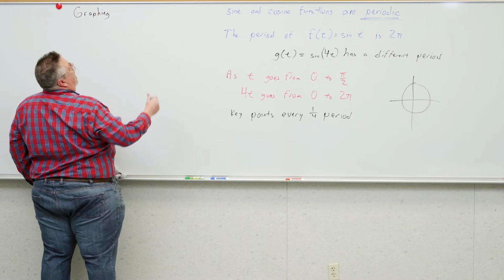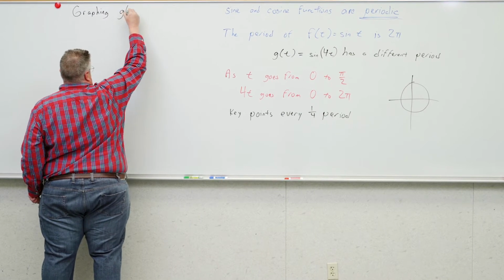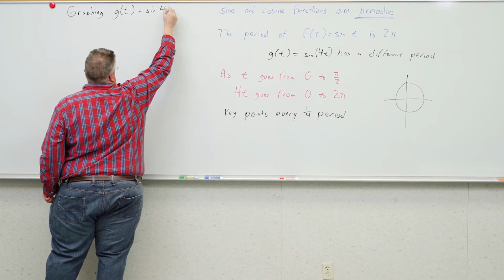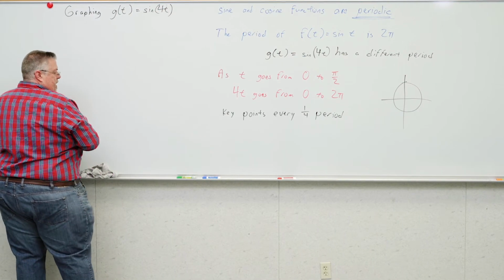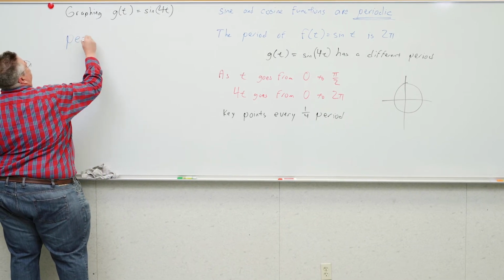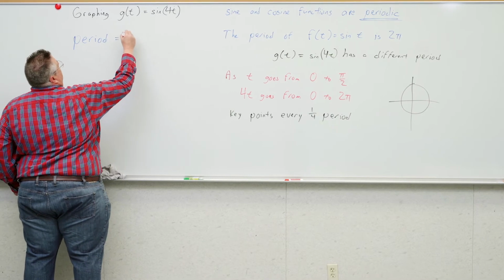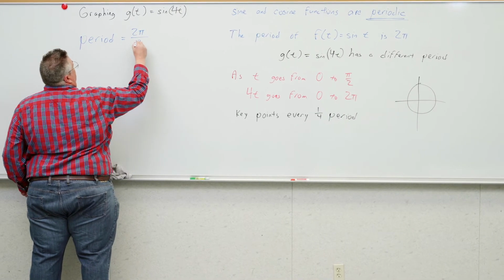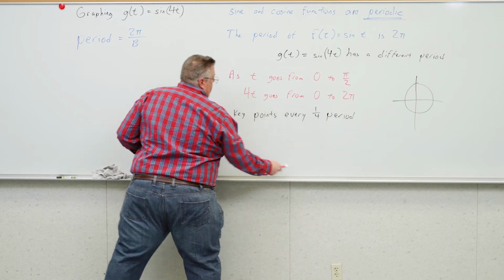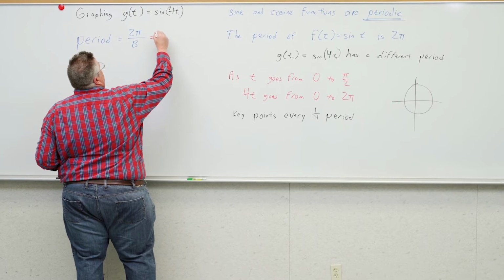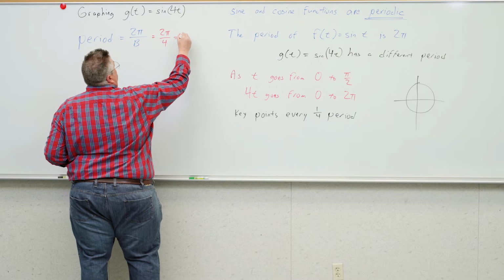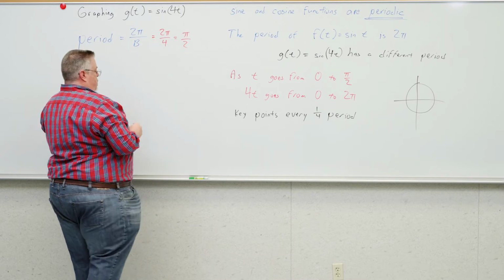So graphing, I think I called it y, but I'm going to call it now, actually better, g of t equals sine of 4t. Here is a key formula for you. The period is 2 pi over b. Okay. In this example, that's going to be 2 pi over 4, which is pi over 2.